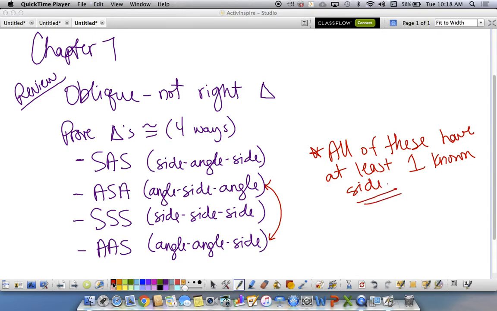That is going to be key. You have to have one known side. If you have 3 angles of one triangle and 3 angles of another triangle, can you prove those triangles congruent? Absolutely not. They can be similar, but that's not what we're talking about. We are talking only about congruency. We cannot know congruency with just angles. You have to have at least one side.